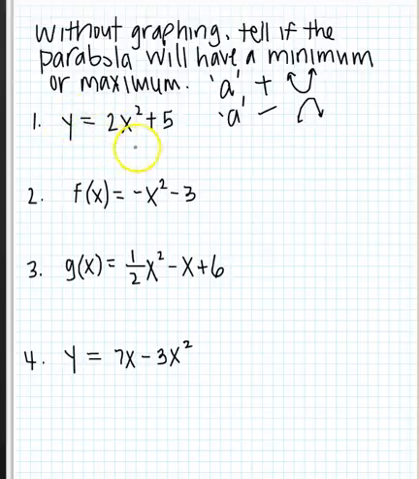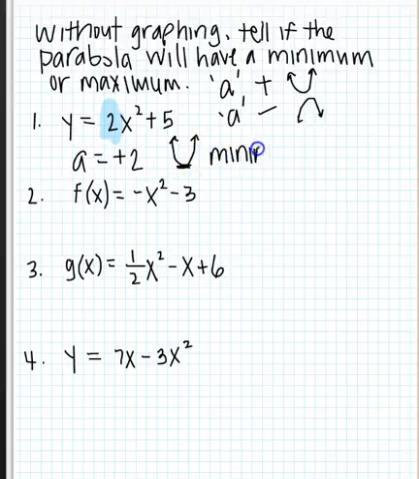Now if I say y equals 2x squared plus 5, the plus 5 does not do anything for telling if it's going to be a minimum or a maximum. The only thing you're looking for is the a term in front here. And what is that, a positive or a negative? The a term is positive. So since a is equal to positive 2, I know this parabola is going to open up. Because it's going to open up, guess what? We have a minimum value. Drawing pictures is very helpful.